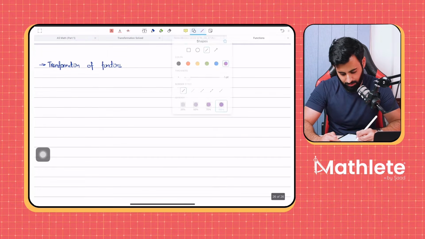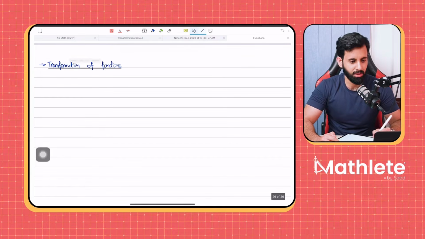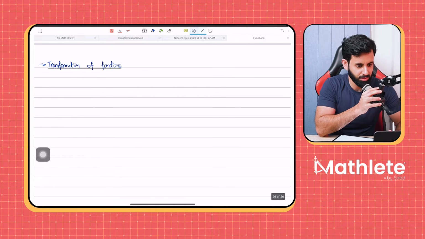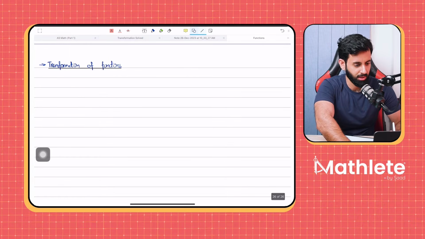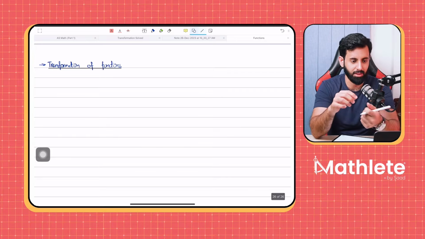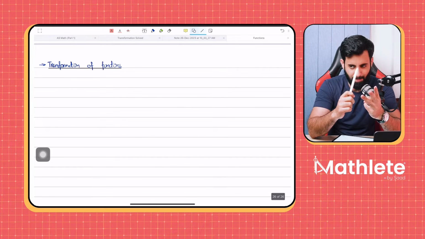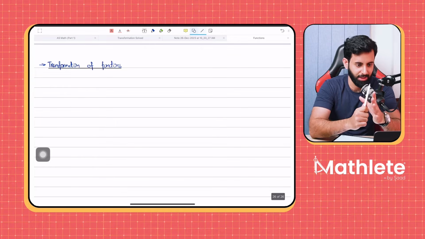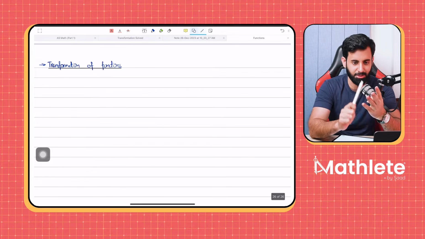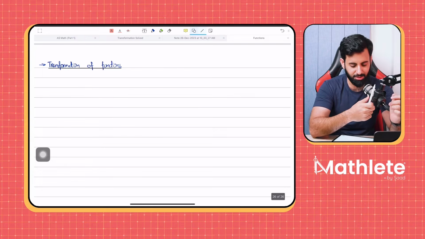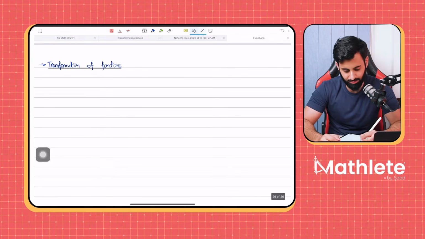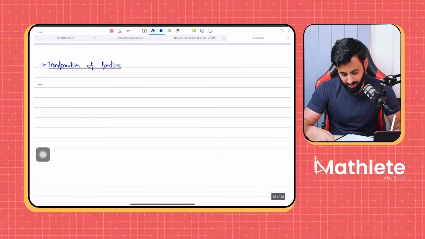Okay, so in O levels, how many transformations did we have? Four. Can you guys name them? Translation, rotation, enlargement, reflection. So we had these four transformations to deal with. Here we have three transformations to deal with.